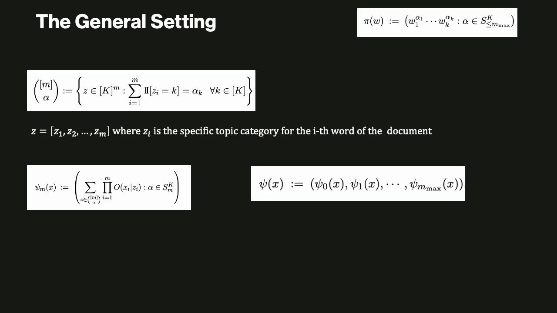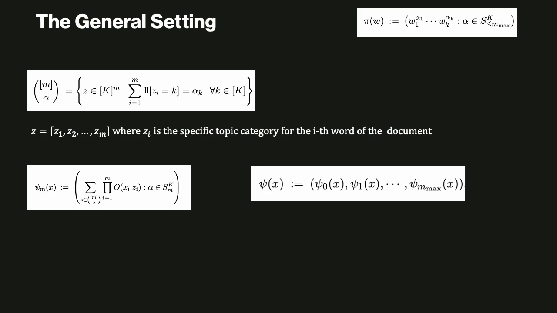So next, this set here is the set of all assignments of m words to k topics such that it follows the assignment pattern alpha. Here, Z is a vector representing one possible word to topic assignment that could occur for a document of size m. As you can see, the ith entry of this vector Z can represent the specific topic category for the ith word of the document.